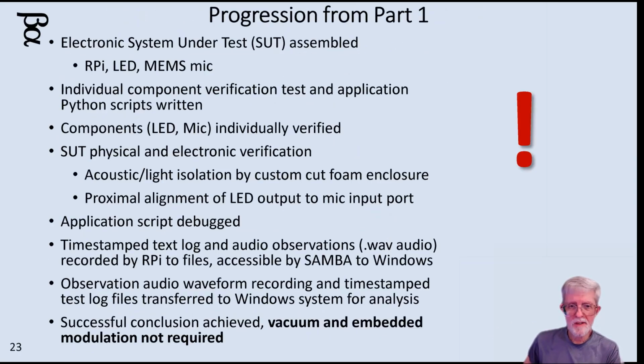Here's where we start kind of part 2 updates. The system under test is actually a Raspberry Pi, an LED emitter, and a MEMS microphone. I need to understand how I isolate that from various other sources of interference, and we'll get to the detail of that. But I literally wrote Python scripts that would do things, and when they did it, they would spit out the time of day down to the nearest millisecond, thousandth of a second, and I could see that accuracy when I was recording the audio as waveforms. I did not need vacuum, and I did not need to embed data into the LED stream.